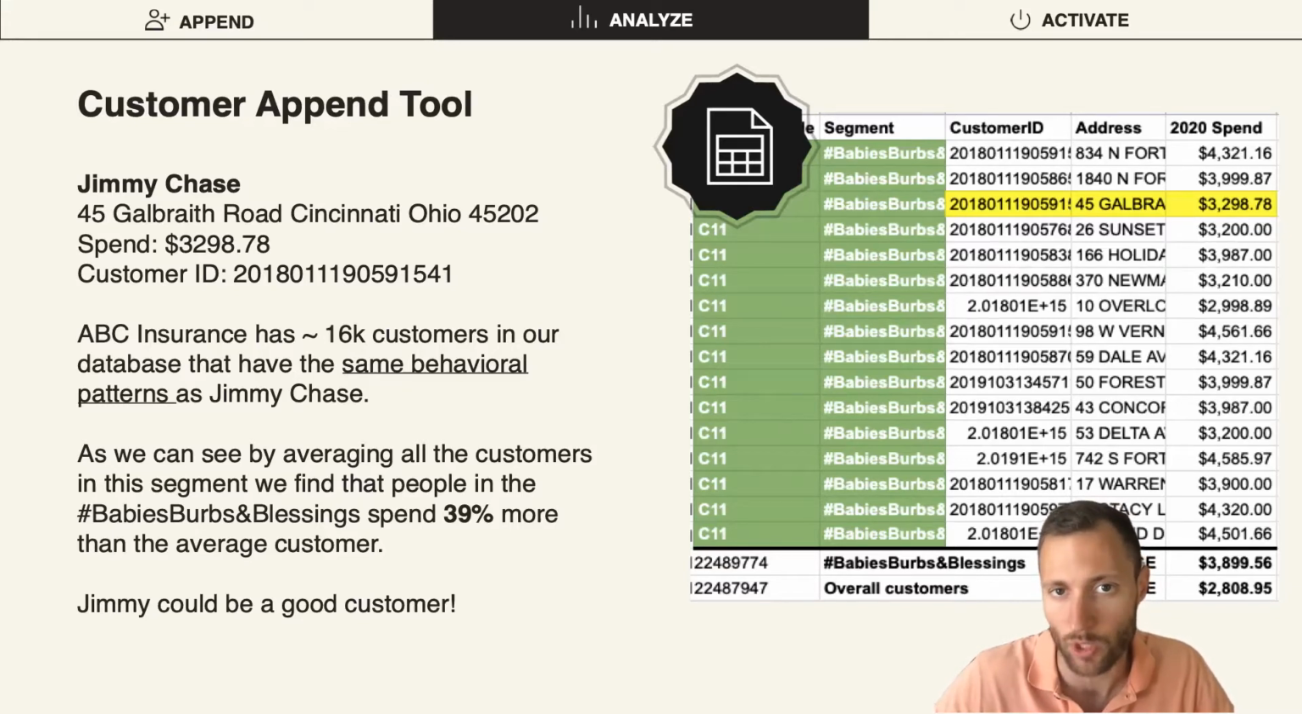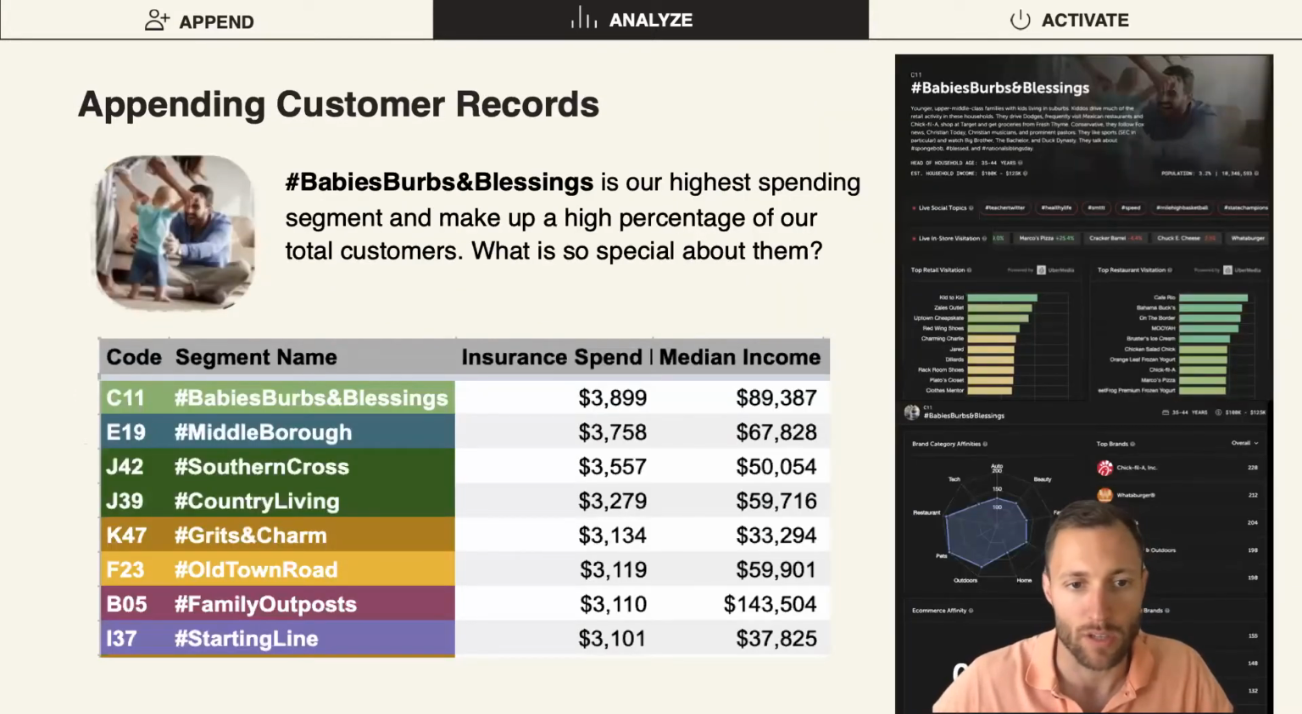So we can get into a little bit of why that might be. Here are the top 7 spending segments, and we can see that Babies, Birds, and Blessings spends quite a bit more than average. One might expect that this has to do with the amount of income these people make, but we find out that just really isn't the case. For Family Outpost, the median income is $143,000. Babies, Birds, and Blessings about $90,000. And Babies, Birds, and Blessings spend significantly more. Even more surprising, probably, is the Southern Cross Country Living, Grits and Charm: relatively low income, still spending a lot.